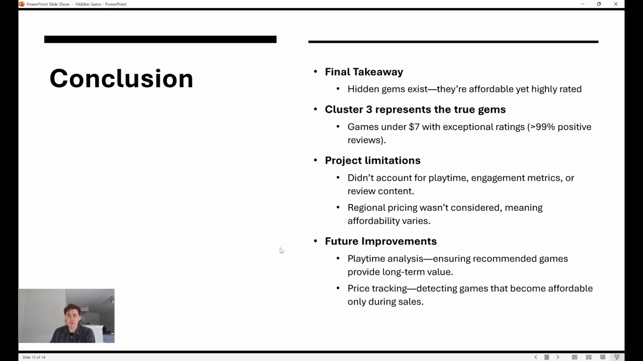And then in the future, I think we can include factors such as playtime analysis and price tracking.